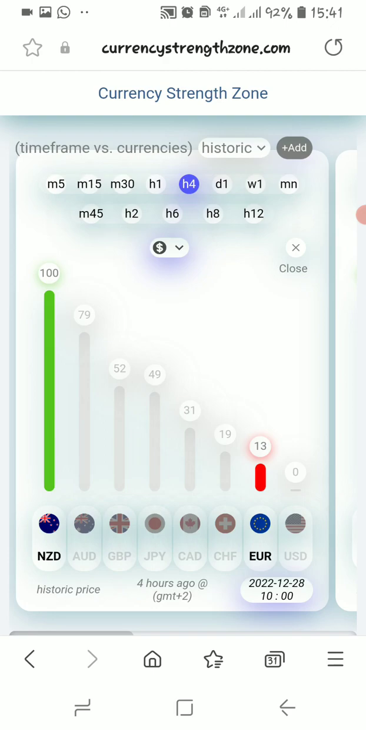So guys, this is how to use the currency strength meter profitably. You can check it out on this website. It is free, and you can explore it to your needs.